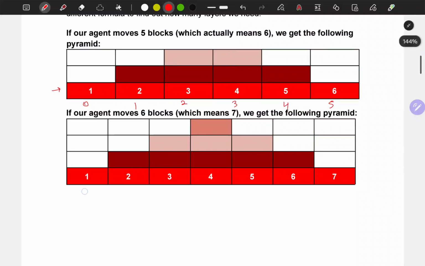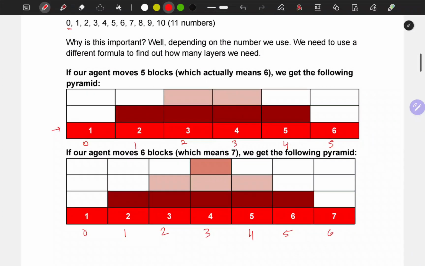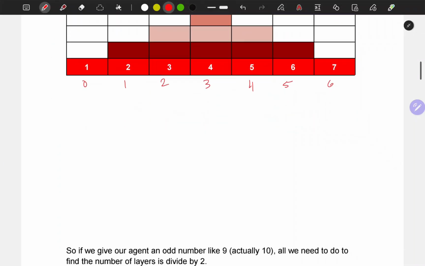It does the same thing here. So this would actually be 0, 1, 2, 3, 4, 5, 6, right? So make sure you understand this before you continue because it'll be really important. So whatever number you give to your agent or to your code, the actual number it's thinking of is plus 1, that number. So if we give 5, it'll be 6. If we give 6, it'll be 7. If we give 8, it'll be 9. If we give 1, it'll be 2. If we give 0, it'll be 1. If we give minus 5, it'll be minus 4. Right? I hope that doesn't make you guys too confused.